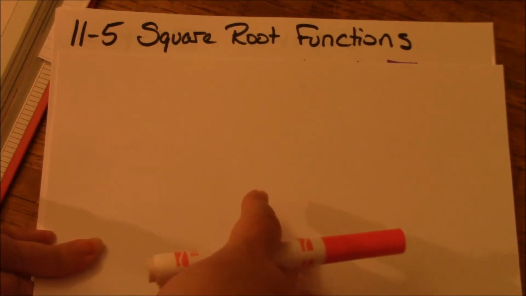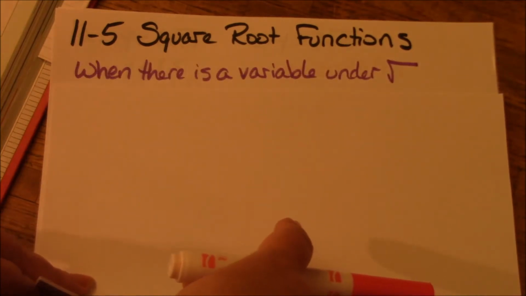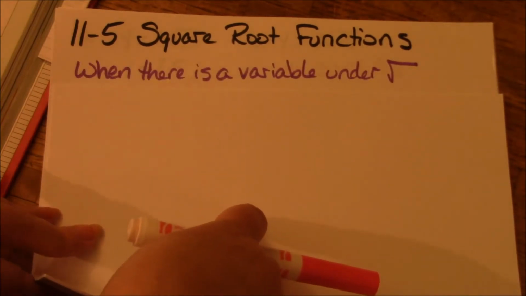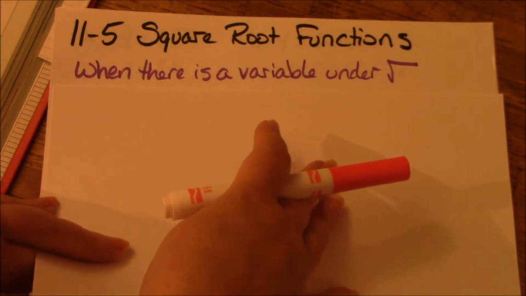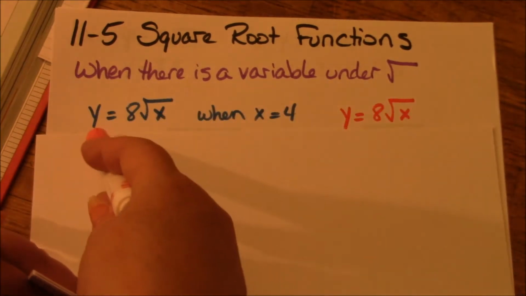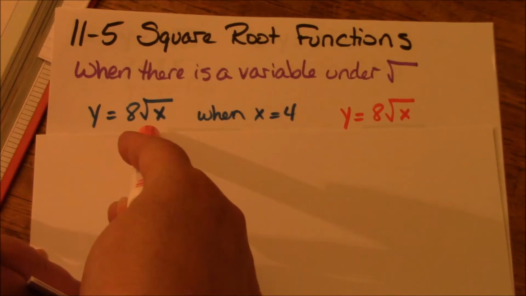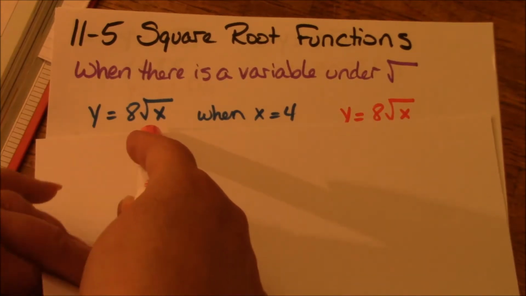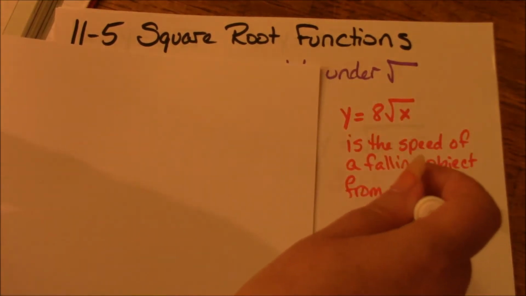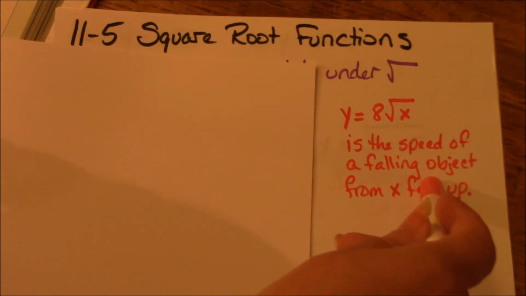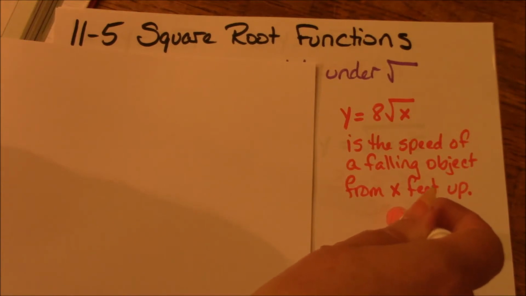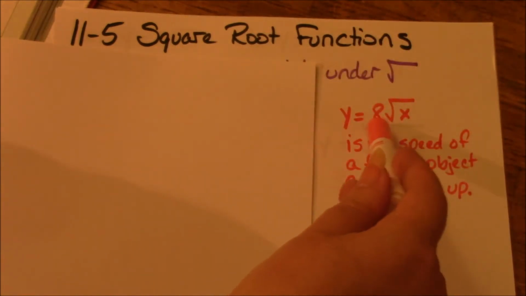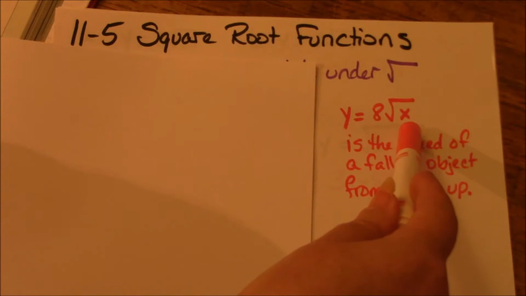Today we're going to be talking about square root functions. A square root function is when there's a variable under the square root sign. So today we're going to start by talking about the equation y equals 8 times the square root of x. We like this equation because this is the speed of a falling object from x feet up. So if we drop something from 20 feet up, then the speed when it hits is going to be 8 times the square root of 20.